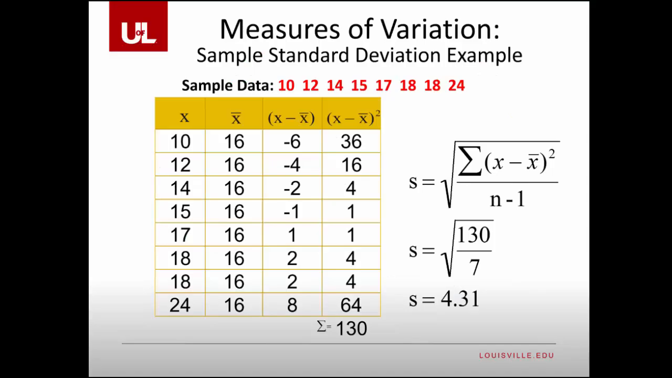Here's an example. In the first column, I would place my sample data from lowest to largest. Next, I calculate the mean and place that value in the second column. Third, I calculate the deviation from the mean for each observation. For the first value, it is 10 minus 16, which would be negative 6. Fourth, I square each value and then take the average to find the variance. Finally, you take the square root of the variance. In this case, our sample standard deviation would be 4.31.